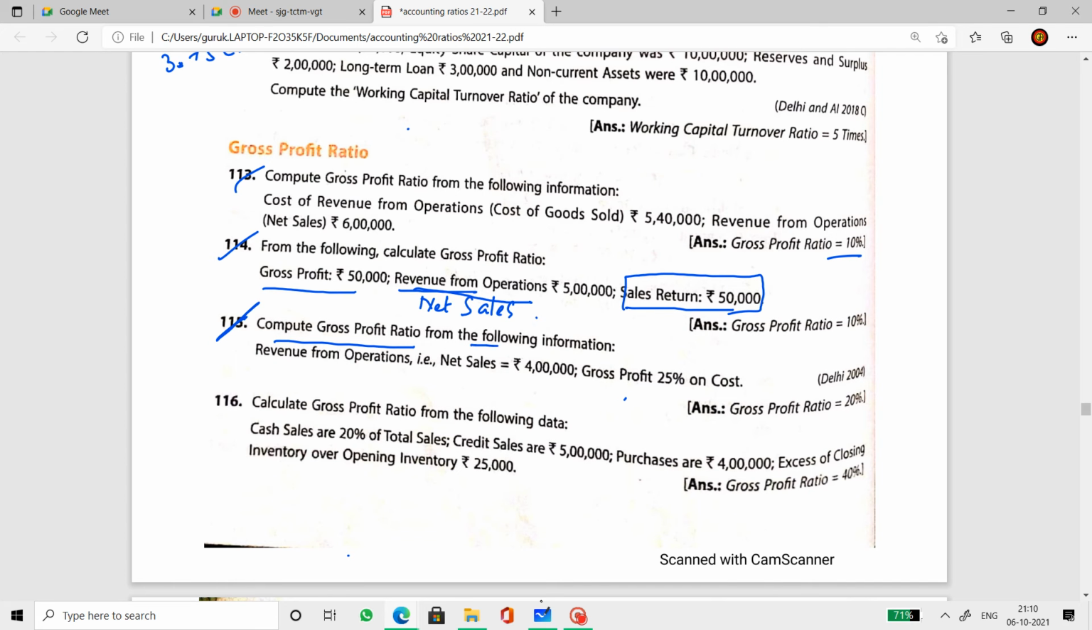Compute gross profit ratio for the following information. Net sales 4 lakhs, GP is given as 25% on cost. So when they said that the GP is 25% on cost, the GP is calculated on cost of goods sold. But neither the GP nor cost of goods sold is given in the question. Instead, they have given the net sales.